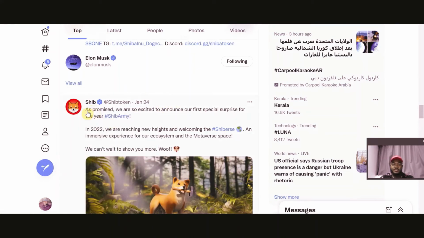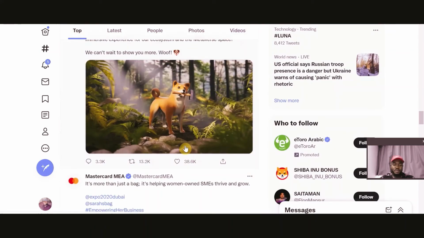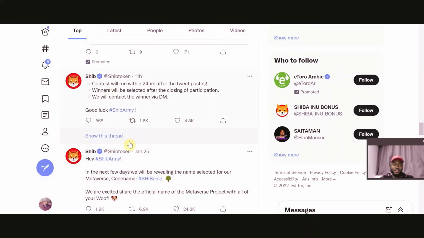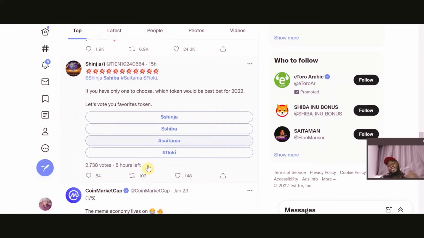And you see, their latest tweet, they said, as promised, we are so excited to announce our first special surprise for the year, Shiba Army. In 2022, we are reaching new heights and welcoming the Shiba Reads, an immersive experience for our ecosystem and the metaverse space. You see, this is just giving you what they are doing recently in their own space. So you check their tweets.